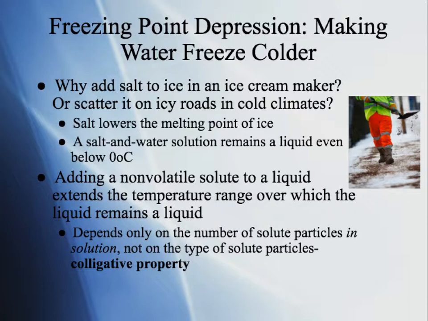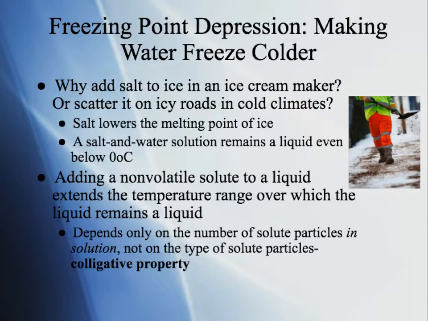Anytime you have a salt and water solution, it's going to remain in a liquid form even below 0 degrees Celsius, which is the normal freezing point of water. So if we add salt to it, it's going to freeze below 0. In fact, this happens not just with salt, but with any non-volatile solute, anything that does not evaporate easily. It's going to extend the temperature range over which the liquid remains a liquid. So it's going to allow that liquid to freeze at lower temperatures, and it's going to make that liquid boil at hotter temperatures. And this is what we call a colligative property.